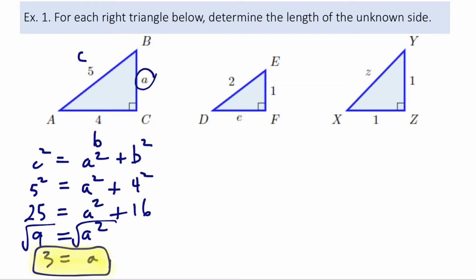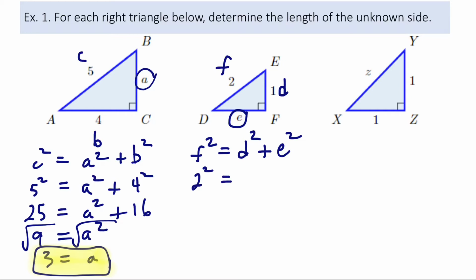Looking at the second example, our missing side is our e here. All right, so doing our opposite side lettering, little d would be this side, little f would be this side, and little e is labeled. So we'll say f squared, the hypotenuse squared, is equal to d squared plus e squared, or it doesn't matter, e squared plus d squared. So f is 2, d is 1, e is unknown.